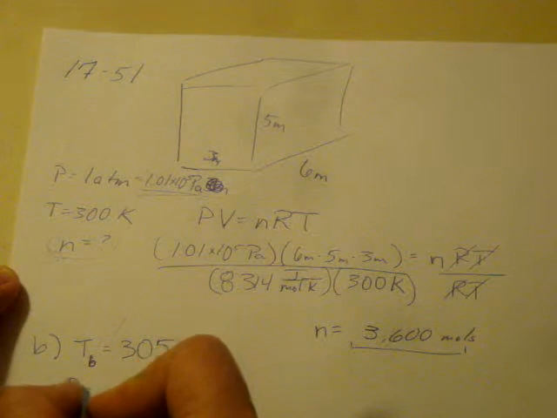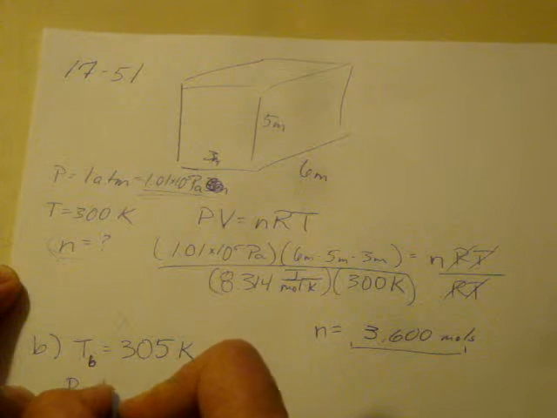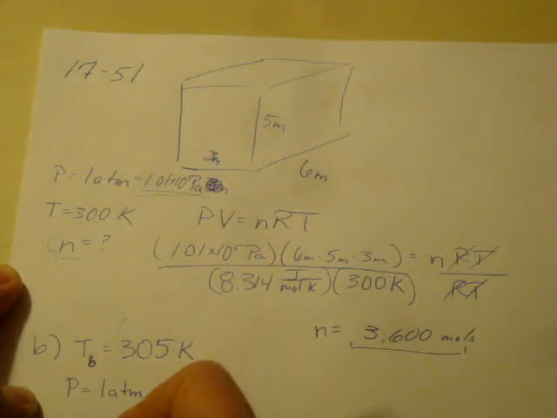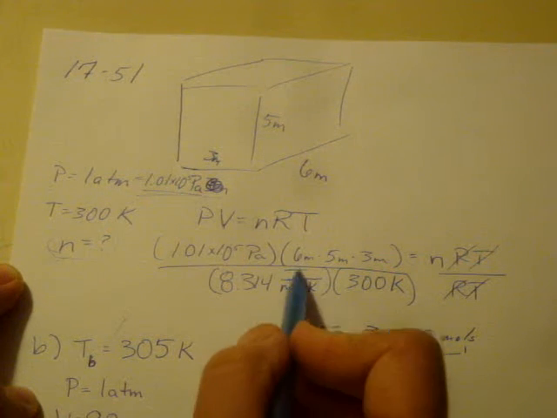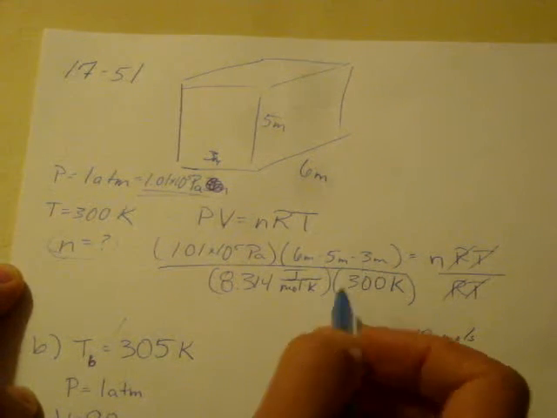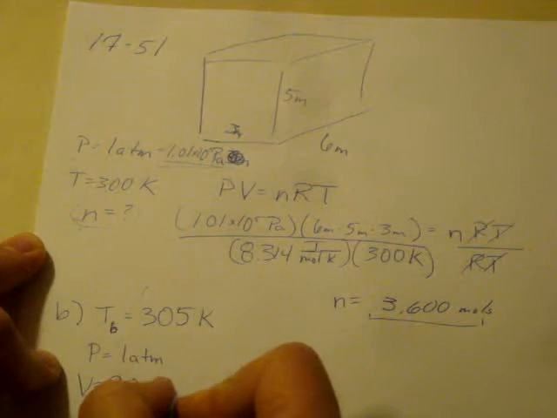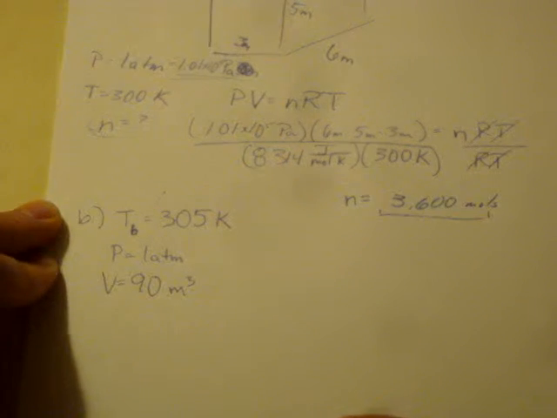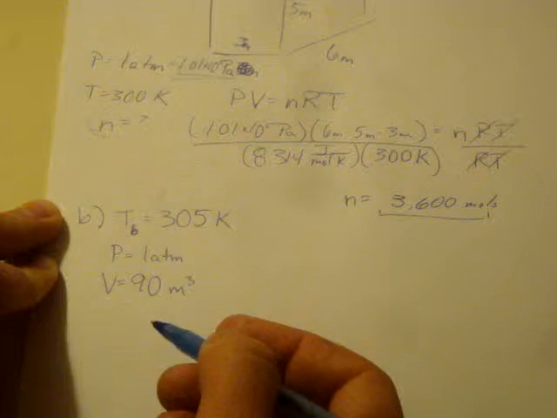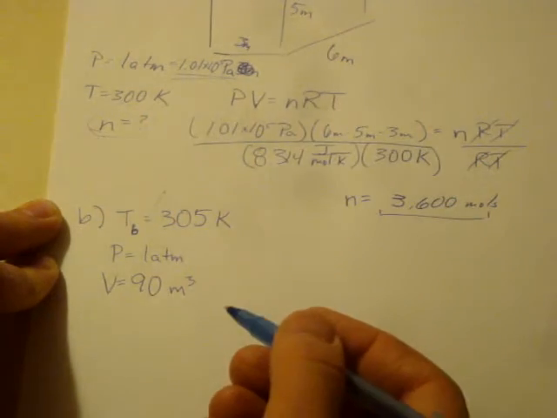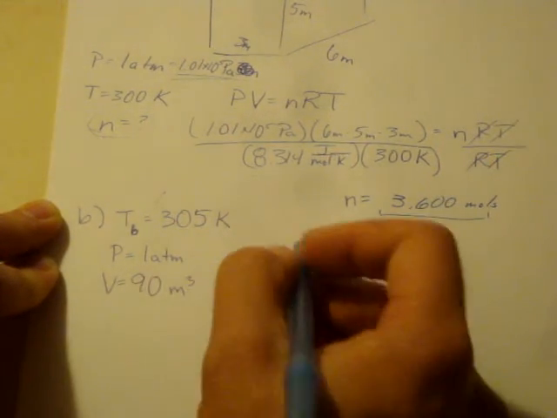It says that the pressure is still the same. It's 1 atmosphere. The volume of the room certainly is not changing, so that is still the same. That's actually 90, right? 6 meters times 5 meters times 3 meters, that's just 90 meters cubed. And it asked for the number of moles that left the room. So, well, we could just plug this right back in, right?